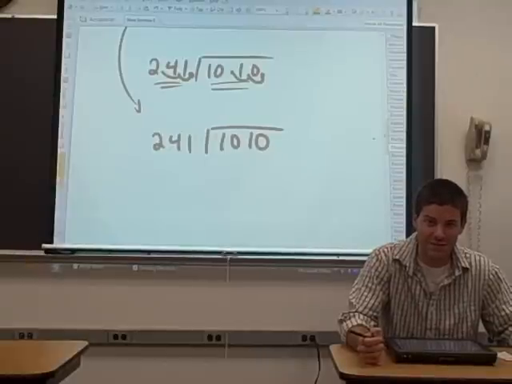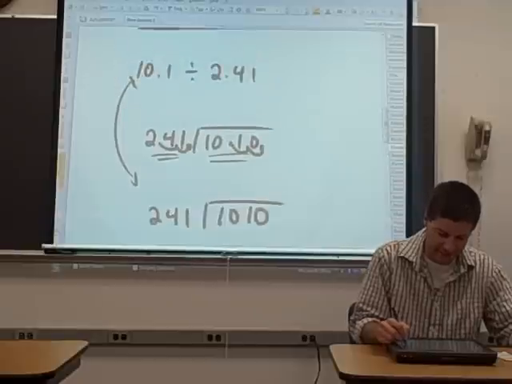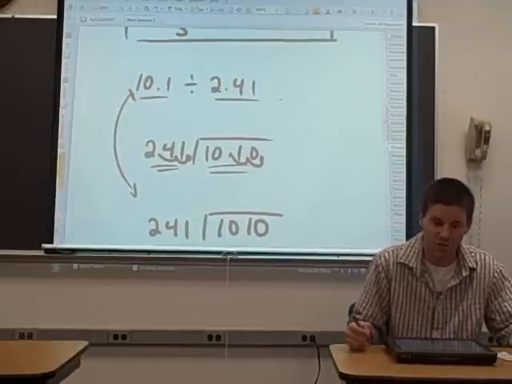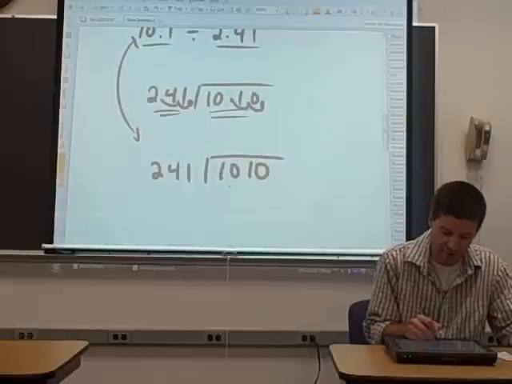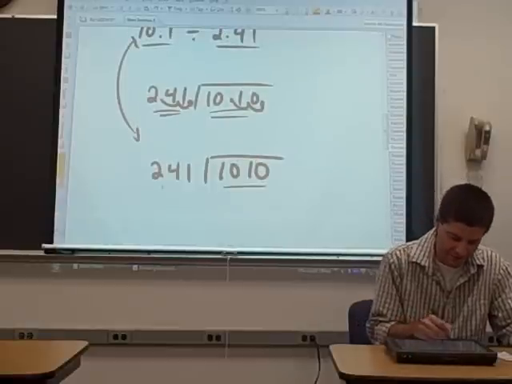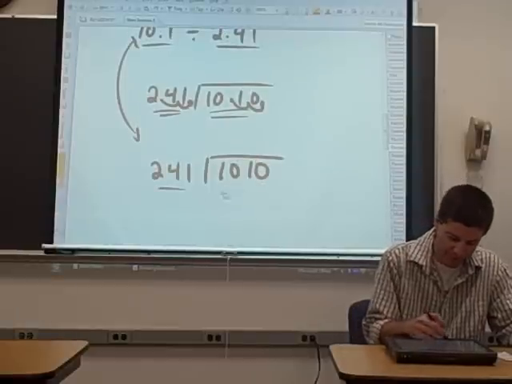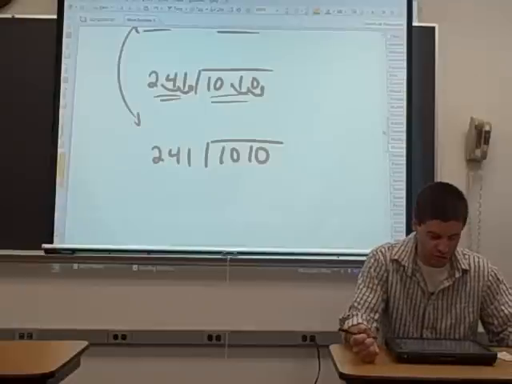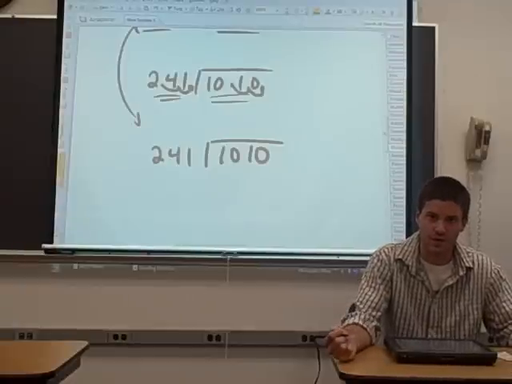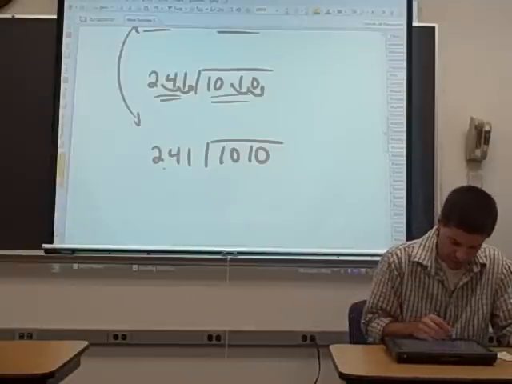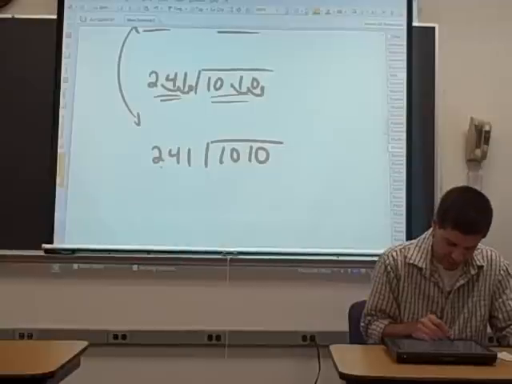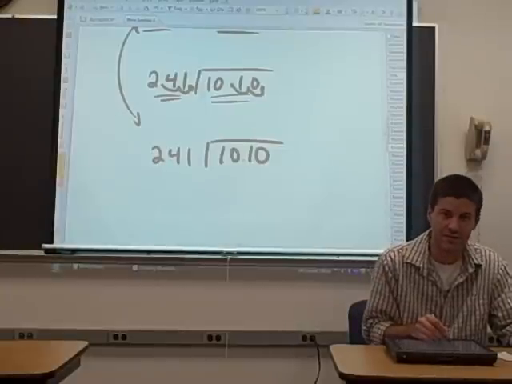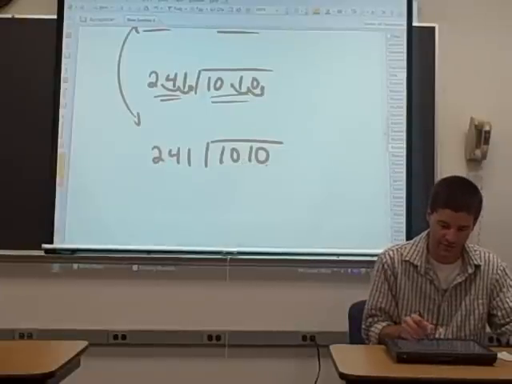Alright, at the end of the last video, right before my batteries died, we changed this problem, 10.1 divided by 2.41, into a problem, 1010 divided by 241. We did that by moving decimal places. Now we've reduced this to a problem where we're dividing by a whole number, so we can do it. Let's try it out. How many times does 241 go into 101? Well, it doesn't. So we have to ask, how many times does 241 go into 1010?